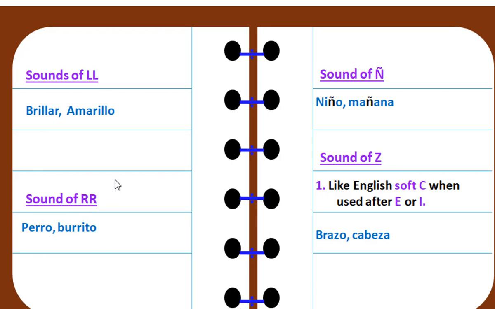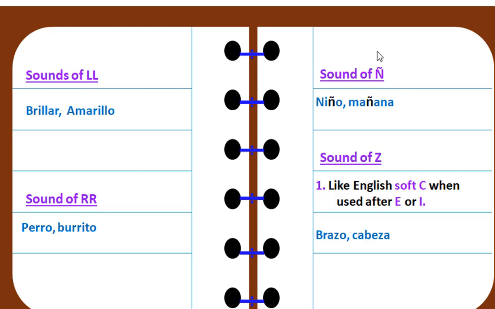Okay, the sound of doble ere. Example could be perro, which is dog. Burrito is a culinary dish. So when you are actually making the sound of doble ere, your tongue is a little bit towards the up.